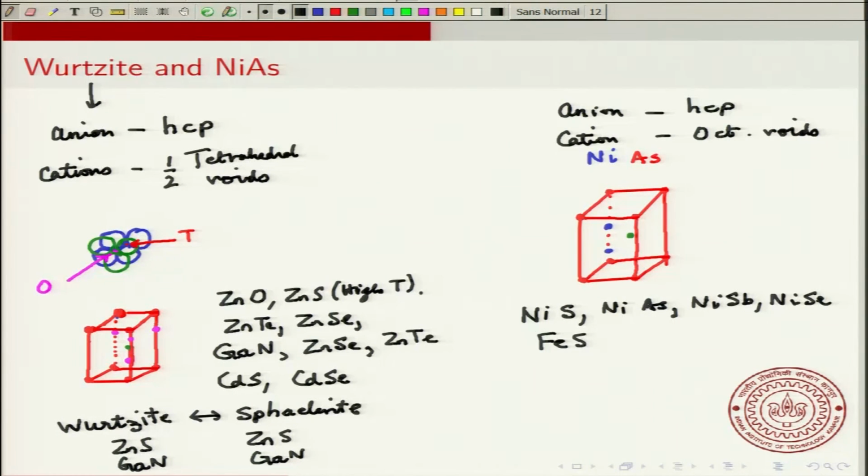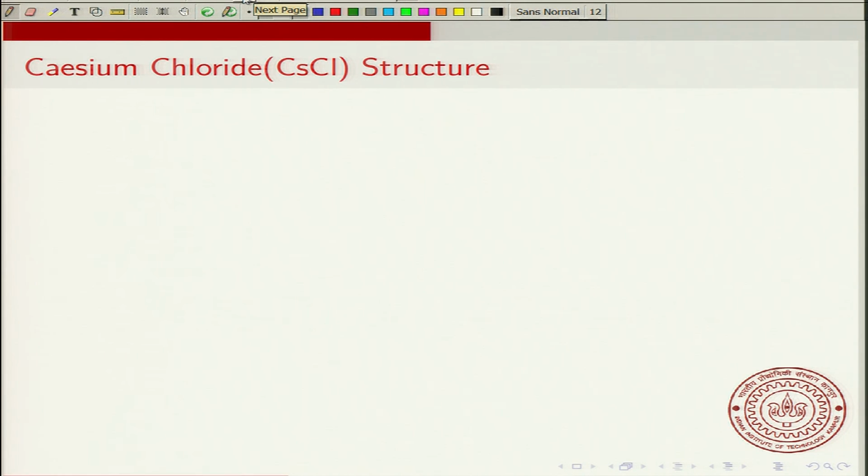So these are some of the structures that come from close packed structures. Now I'll just mention one other structure that is very common, and this is the cesium chloride structure. In cesium chloride, the chloride anions form a simple cubic structure, and cesium ions will occupy the body center position.